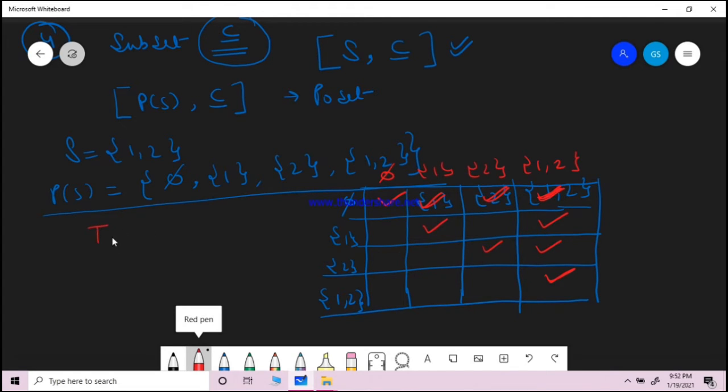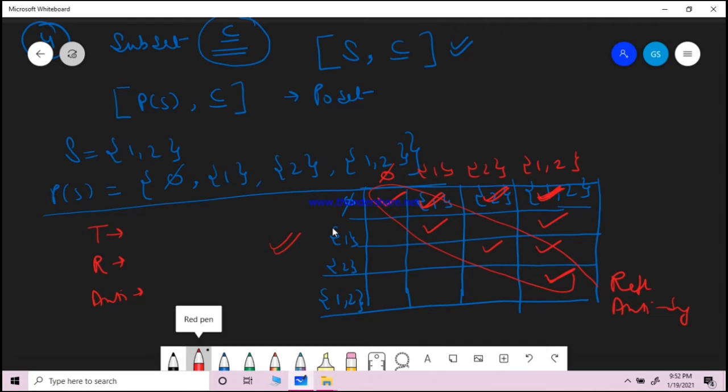Now you can see that reflexivity, anti-symmetry and transitivity are true. You get all the diagonal elements, which means this is a reflexive relation. You are not getting any symmetry, meaning mirror images, and you're getting only diagonal elements, so anti-symmetry is also present. You can check transitivity too: if phi is a subset of 1, and 1 is a subset of {1, 2}, then phi is also a subset of {1, 2}. So for any power set, the poset property is true.